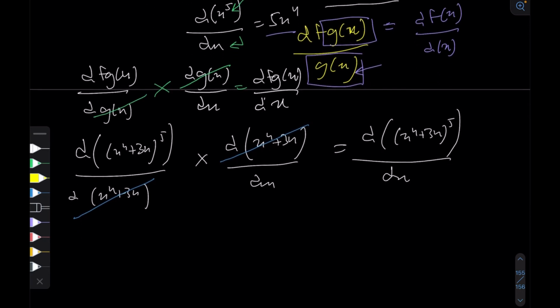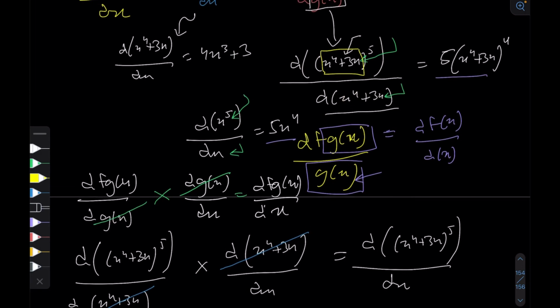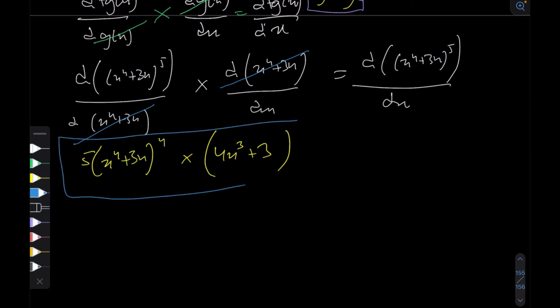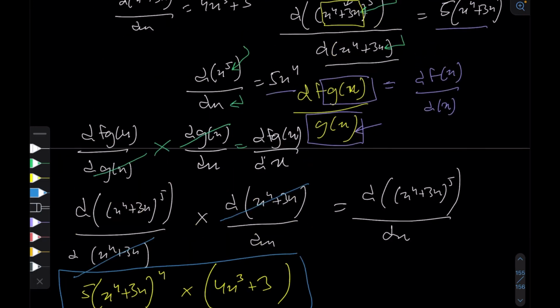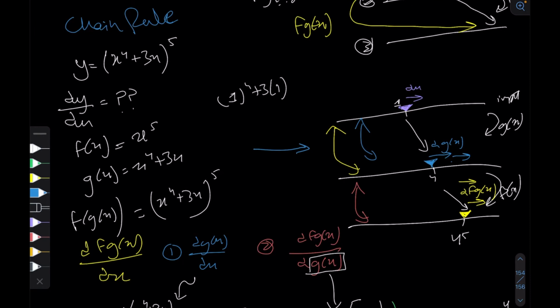What we got was 4x cubed plus 3 over here, and this should multiply with 5 times (x to the power 4 plus 3x) to the power 4, and this is your answer. So knowing the big picture behind how composite functions work, and how the chain rule works, is pretty important.